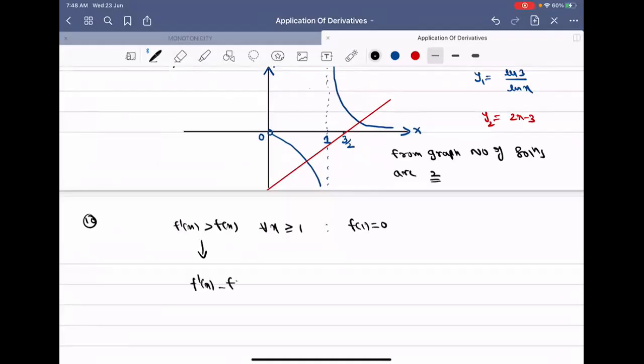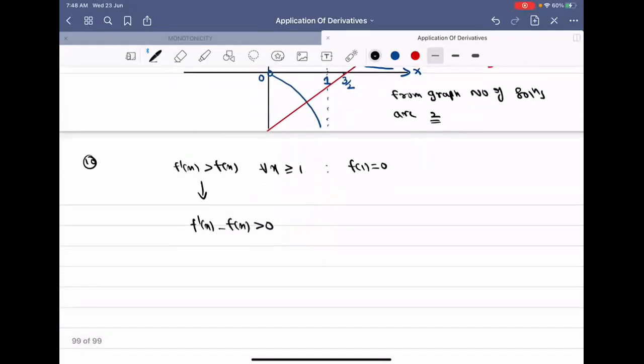f dash x minus f of x is greater than 0 for every x greater than or equal to 1. So now what you do is multiply throughout with e power minus x. Is e power minus x a positive number or not? e power minus x is a positive number.